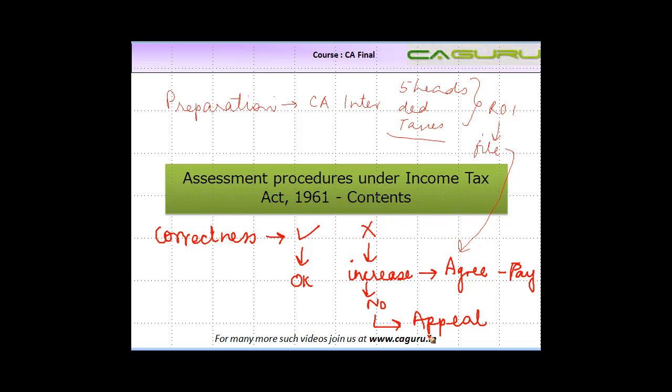So what happens when you file your return of income is the tax office sees the correctness. If they are satisfied that the return is correct, it's okay. If they are not satisfied, then basically they make adjustments, they increase your income. If you agree, you go ahead and pay your taxes. If you're not, then you have to go for appeals. So this was basically the procedure which takes place under the Income Tax Act. Now let us move forward and see how all this takes place.